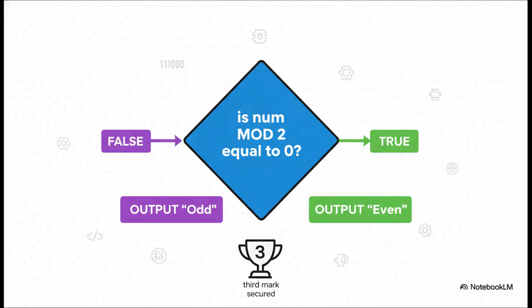So let's do exactly that. The question inside the diamond is the remainder 0? Well, if the answer is true, the number is even, so that path leads straight to output even. And if it's false, the number must be odd, so that path leads to output odd. The labels are clear, the logic is sound, and our third mark is officially in the bank.